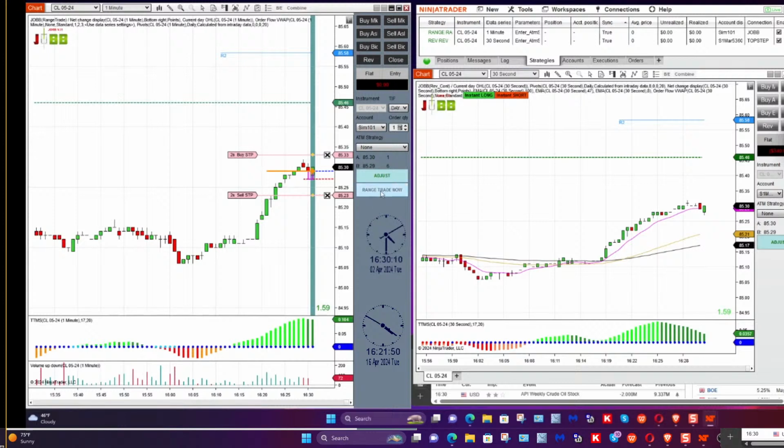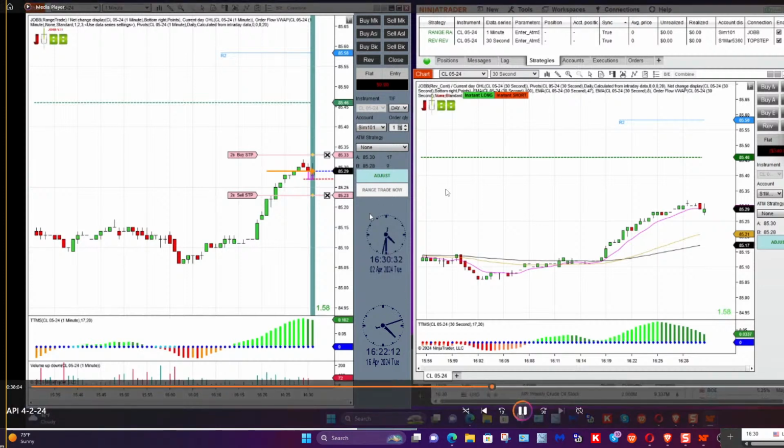There's going to be a pop. I was showing that we have the new range trade now button. If you're in a news trade like this and you want to put the orders on, you can use the range trade now button. But if your orders are already on, that's not gonna solve any problems, right? It's when it's drawing the range that you use the range trade now button.